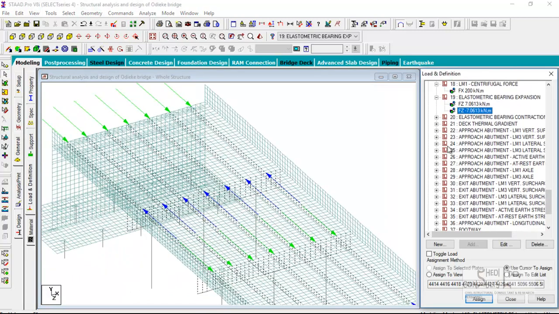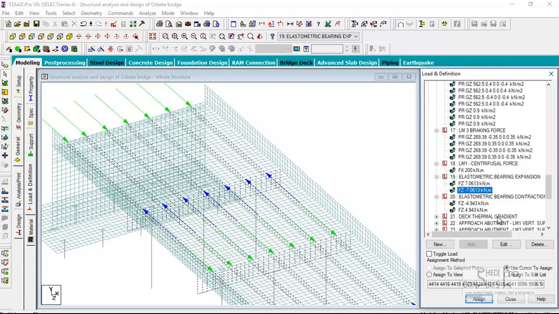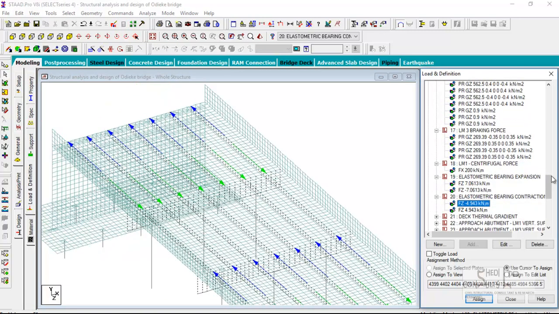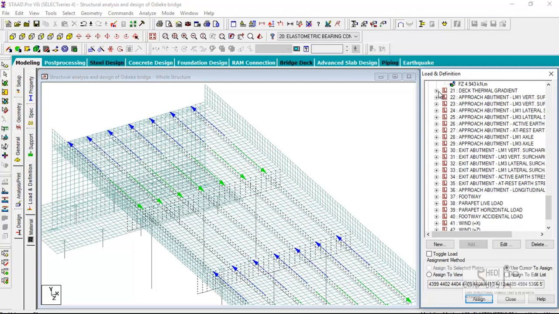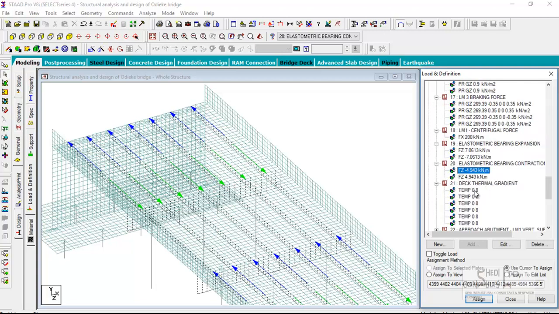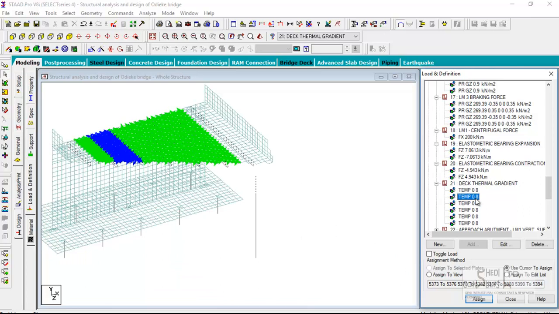And then this is elastomeric bearing for contraction was also done. And then we have the thermal gradient on the bridge deck. This is a thermal gradient on the bridge deck. This was derived based on this.